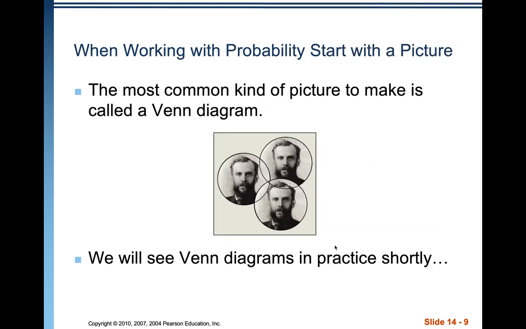Okay, when working with empirical or theoretical probabilities, it's sometimes good to start with a picture. The most common kind of picture to make is called a Venn diagram, and we'll see them in practice in just a minute.